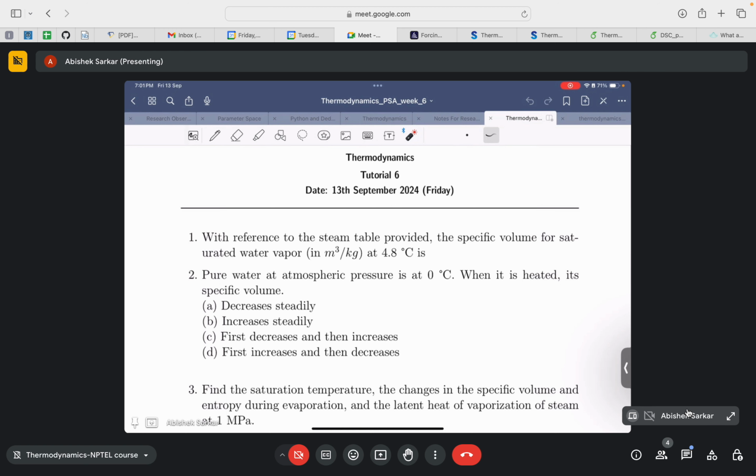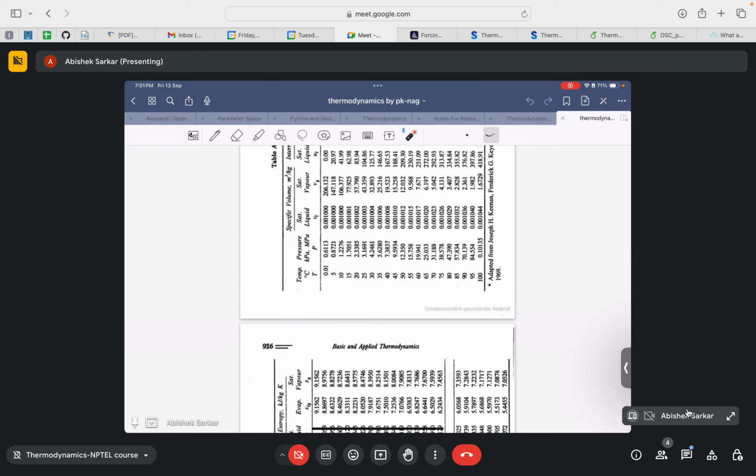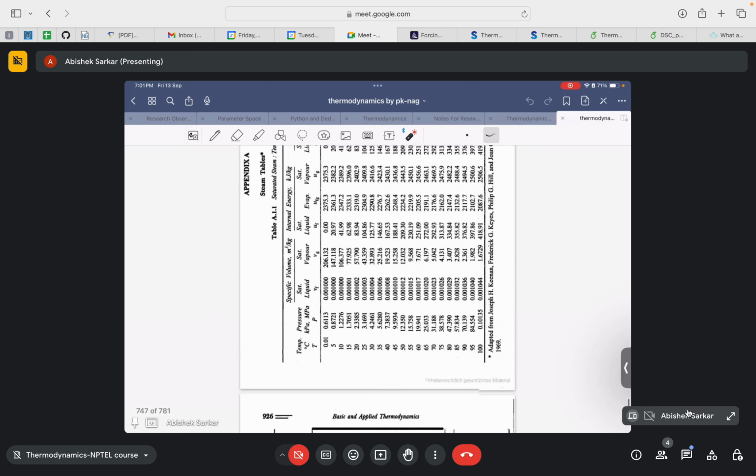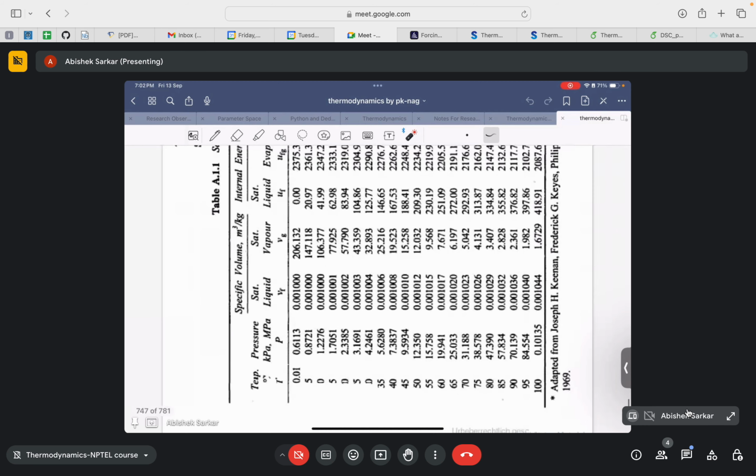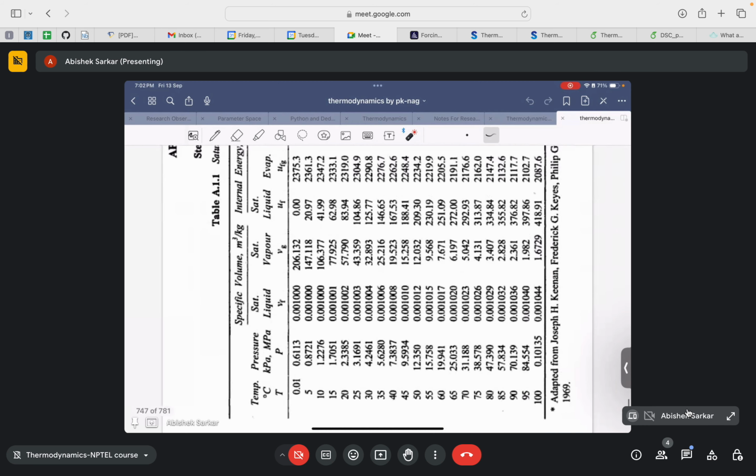With reference to the steam table provided, I hope you have it: the specific volume of the saturated water vapor at 4.8 degrees Celsius is. So let me just see here. Okay, so this is the steam table. I don't know how to rotate it, but bear with me, forgive me for this inconvenience.